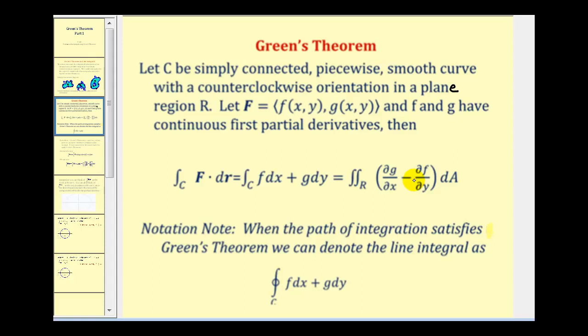And since we just talked about the fundamental theorem of line integrals, notice that if this difference was 0, the vector field would be conservative. So the vector field does not have to be conservative to apply Green's theorem. When the path of integration satisfies Green's theorem, we can denote the line integral as we see here, which tells us we have a closed path line integral.